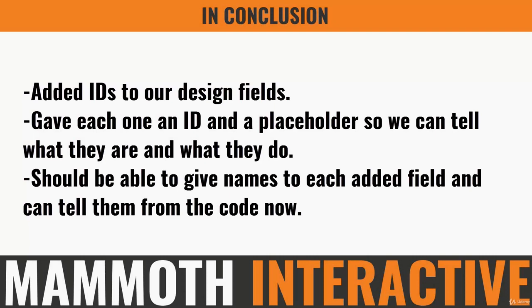In this part of the tutorial, we completed our design by adding IDs to each of the fields. So we gave each one an ID and a placeholder, so if we were to run the app right now, we would be able to tell exactly what to input in the field and exactly what the button does. So at this point you should be able to give names to each added field that you add to your design layout, and now we can call them from the code.